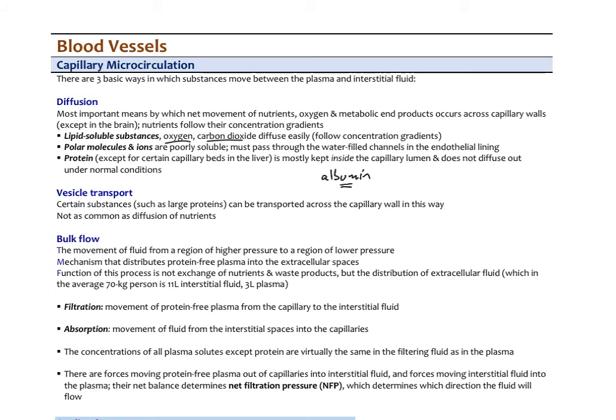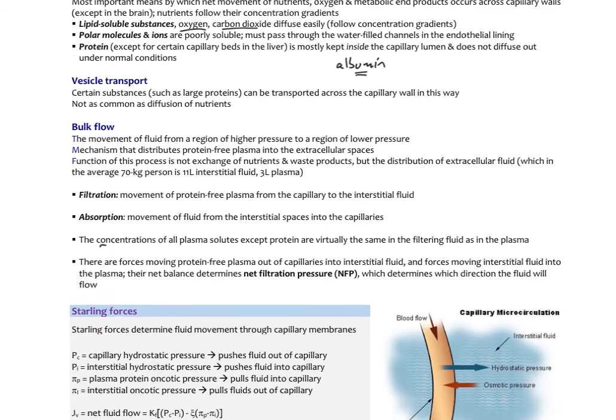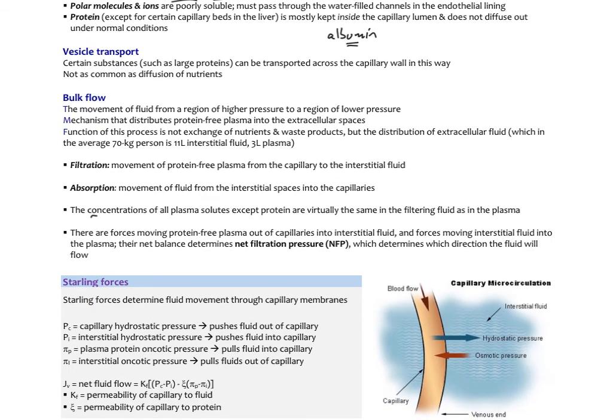A second way that substances can move between plasma and the interstitial fluid would be vesicle transport. So this would be via endocytosis or exocytosis. This would be for larger nutrients. And then finally, what's called bulk flow. And this is a movement of a fluid from a region of higher pressure to a region of lower pressure. And this is the mechanism that actually distributes protein-free plasma into the extracellular spaces. This is really a way to distribute water, not so much nutrients.